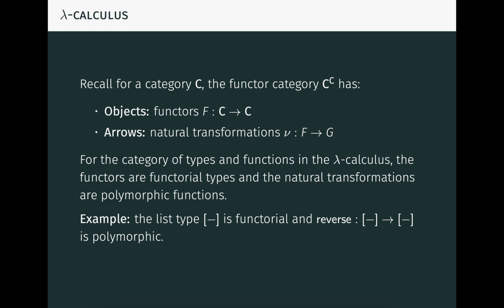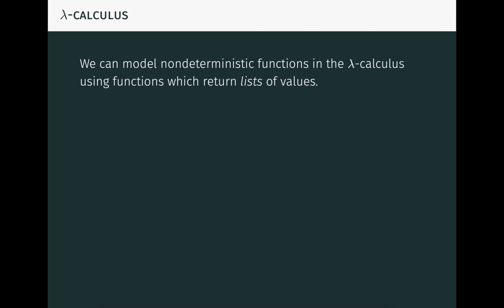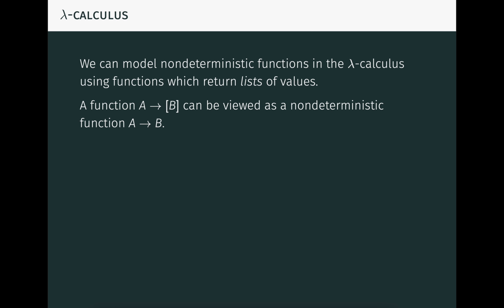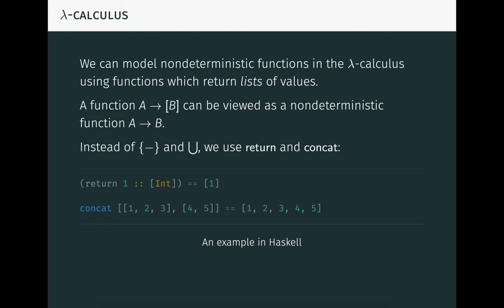For example, the list type is functorial because we can map a function over a list, and the reverse function is polymorphic because it doesn't depend upon the type of the elements in the list. We can model non-deterministic functions in the lambda calculus using functions which return lists of values. For types A and B, a function from A's to lists of B's can be viewed as a non-deterministic function from A's to B's. Instead of the singleton and union operations, we use the polymorphic functions return and concat, seen here in Haskell.